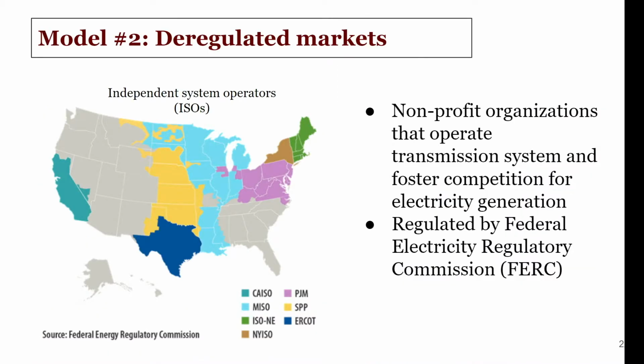So the second model when it comes to electricity operation is deregulated markets. If you see the map on your screen, you have independent system operators across the country which span multiple states that are non-profit organizations that operate the transmission system and also foster competition amongst electricity generation. Two I can point to are the one in purple, which is PJM, which spans Pennsylvania, New Jersey, and Maryland in the Northeast. And you also have the California Independent System Operator out in the West. Since this spans multiple states, it's regulated on the federal level by the Federal Energy Regulatory Commission.